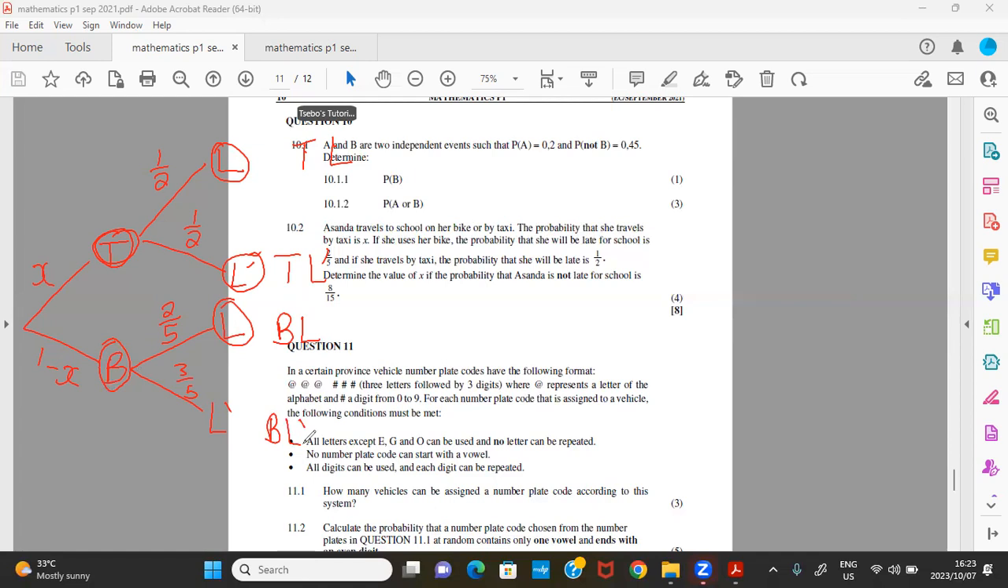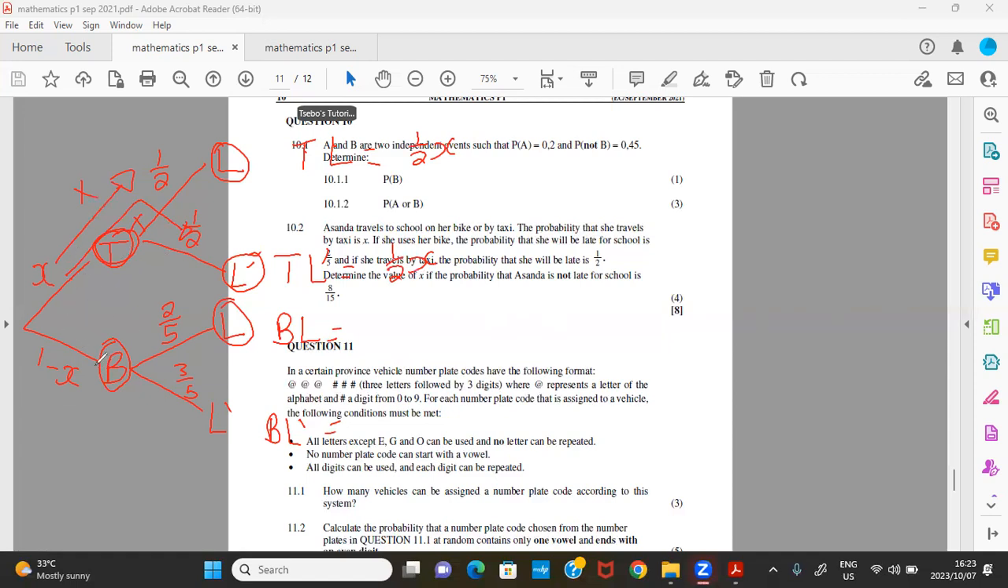So basically, to find all of these things, what are we going to do? We are just going to multiply along the branches. Right? So for T and L, it is she's using a taxi and she's late. That's half X. For T and not late, for using a taxi and not late, we multiply it. So that's X times a half. So you see what I did here, right? We multiply the X times a half. Even here, for using a taxi and she's not late, that's what? X times a half again. So that's half X again.